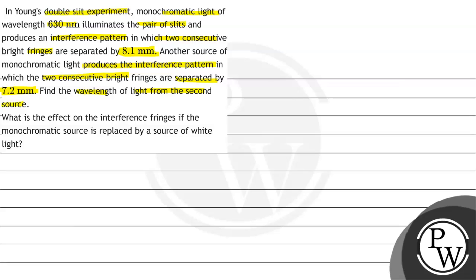And the second thing it asks us is, what is the effect on the interference fringes if the monochromatic source is replaced by a source of white light? So, to understand the question, we must first revise the key concept behind this question.